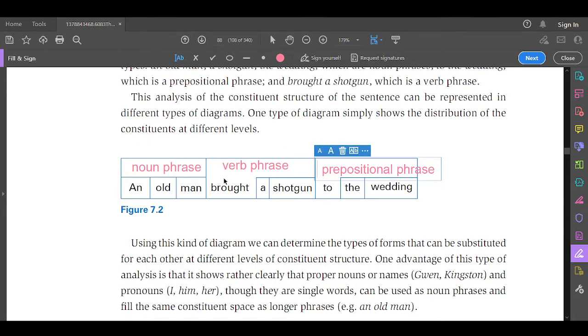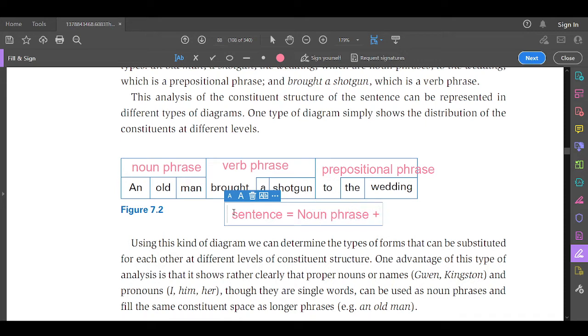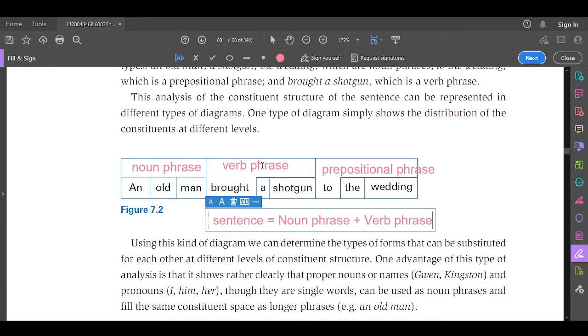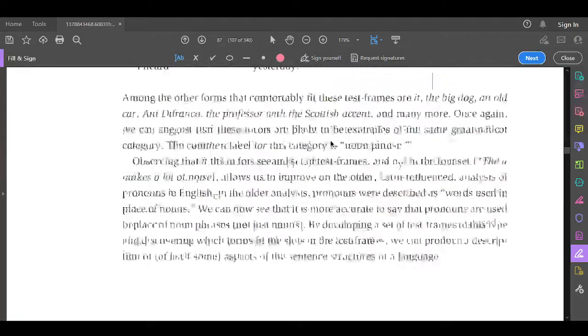In a sentence, we always have what? A sentence equals a noun phrase plus a verb phrase. That's the usual. This prepositional phrase can be analyzed separately or added to the verb phrase, but I want you to understand the differences. We have a noun phrase, a verb phrase, a prepositional phrase. Remember when we talked about prepositions?